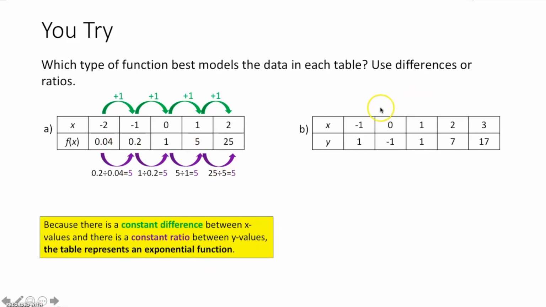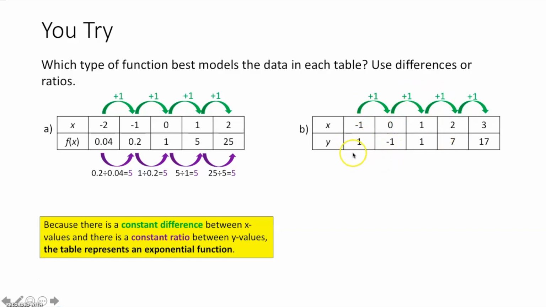Now part B, again, you got to check, is there a constant difference between the x values? So from -1 to 0, that's 1. From 0 to 1, that's 1. From 1 to 2, that's 1. And then from 2 to 3, also 1. Again, it doesn't have to be 1 every time. It could be 2 or 4, okay, as long as it's the same each time. Here, let's check the y value.